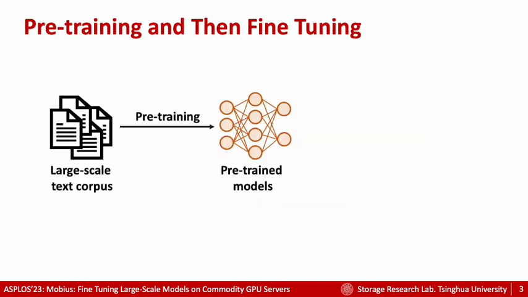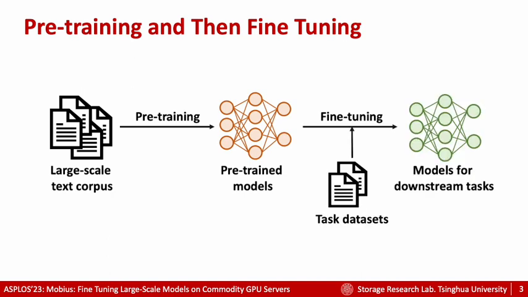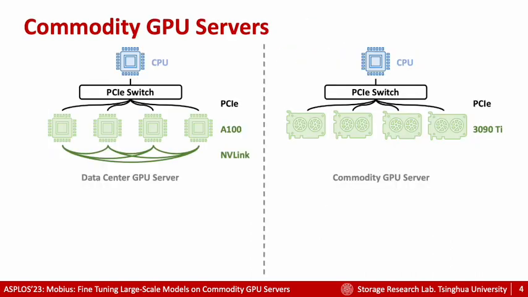Fortunately, many large companies previously trained these large models on large datasets, which are called pre-trained models. These pre-trained models can be fine-tuned on small datasets for specific downstream tasks. Compared with pre-training, fine-tuning requires much less computing power. It's a great idea to fine-tune large-scale models on commodity GPU servers.